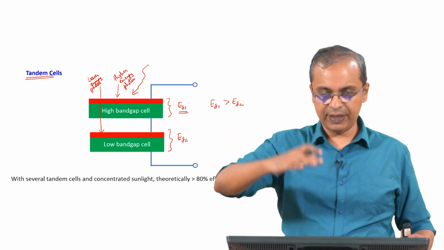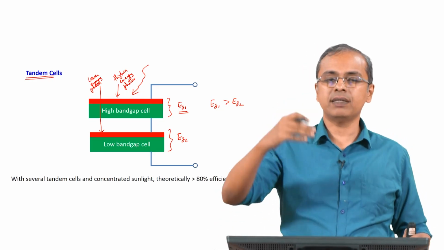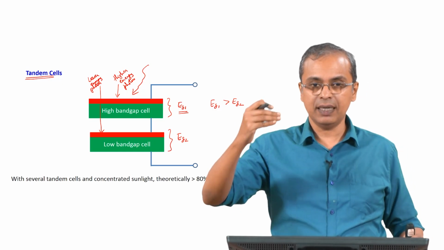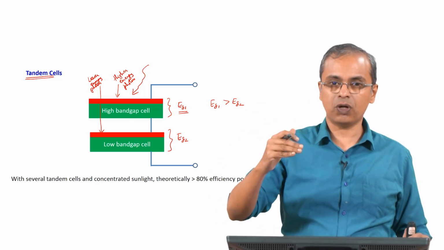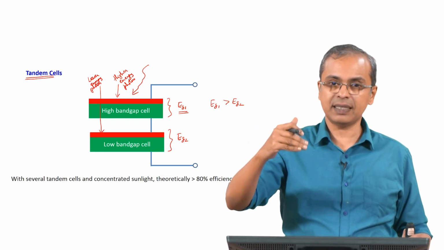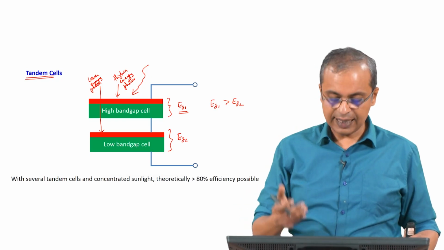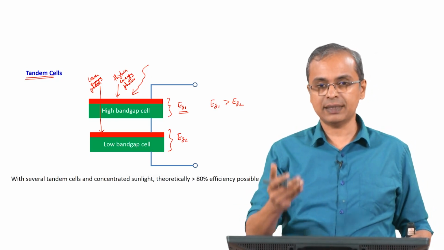So, all the photons are arriving at the top cell, but only the higher energy photons which have energy greater than the band gap of the top cell get absorbed by the top cell. The rest of the photons which have energy less than the band gap of the top cell go through the top cell, they go to the cell below it, and they get captured by the cell below, because that has a lower band gap.